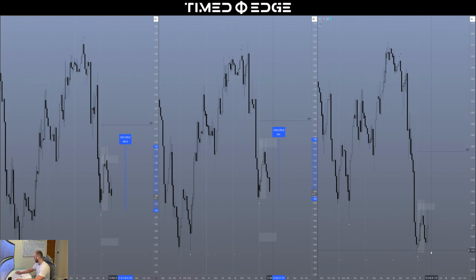If Asia's expanded like that and we broke below the low, I'll be looking for a continuation. But it hasn't. We haven't done anything at the moment.